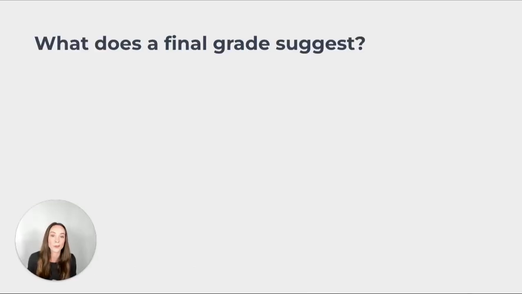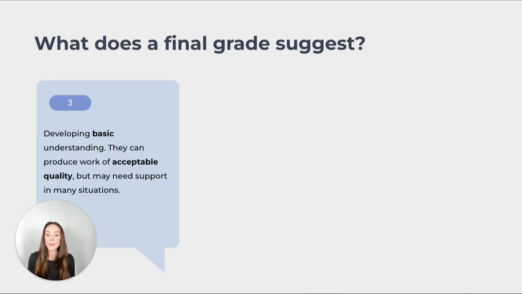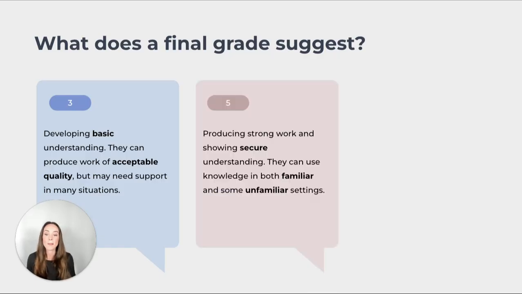So what does a final grade actually mean? There are general descriptors that should accurately outline the quality of work that the student is producing. For example, a level 3 means that the student is developing basic understanding. They can produce work of acceptable quality, but they may need some support in many situations. A level 5 means that the student is producing strong work and showing secure understanding. They can use their knowledge in both familiar and some unfamiliar situations.